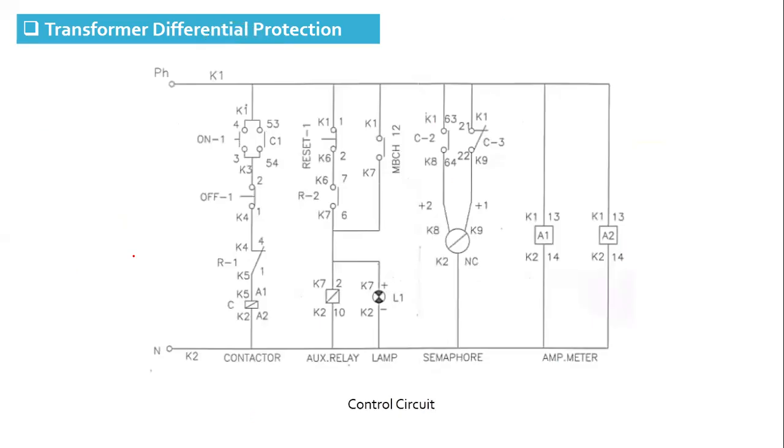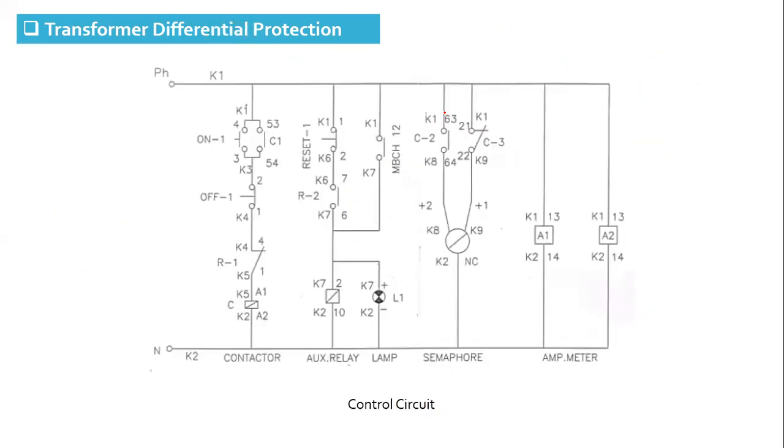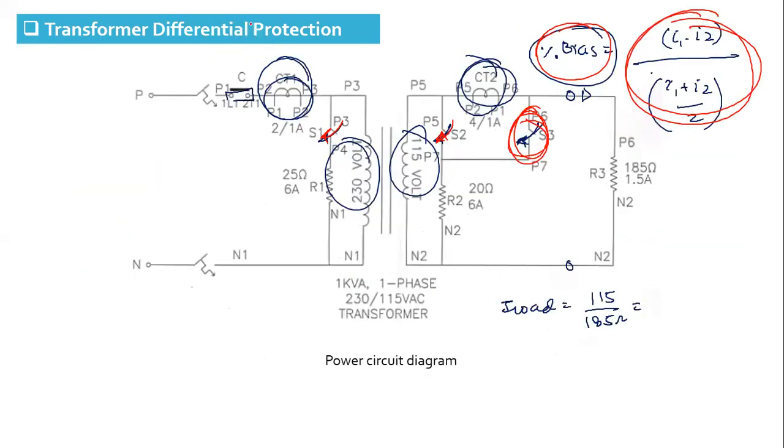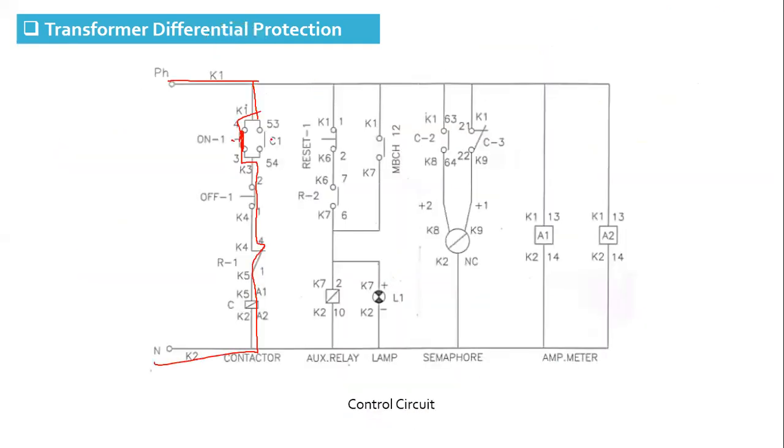What we are going to do first is calculate the current and percentage bias for external fault and internal fault. And this is the control circuit. It works in a very similar way. When we press the start push button, it will energize the contactor coil. So this contactor will close, the circuit will be on, and hold-on will be provided by this contactor contact.